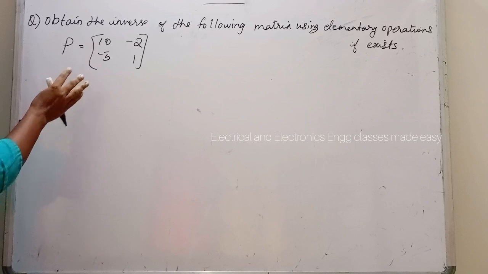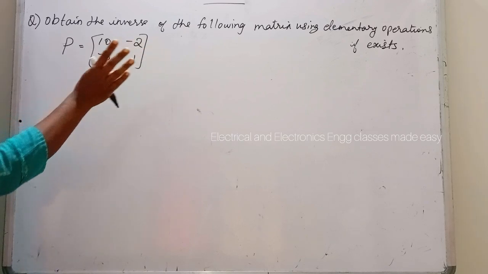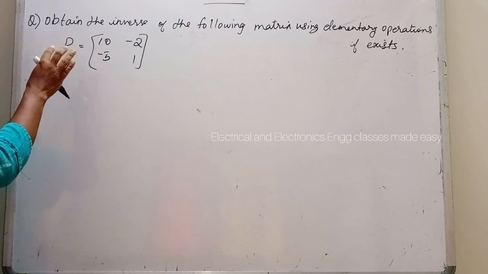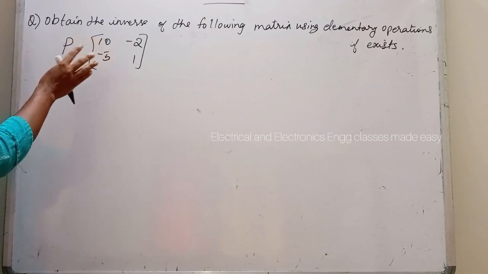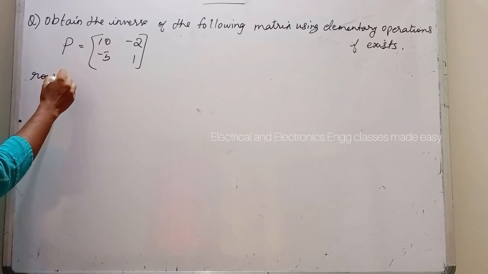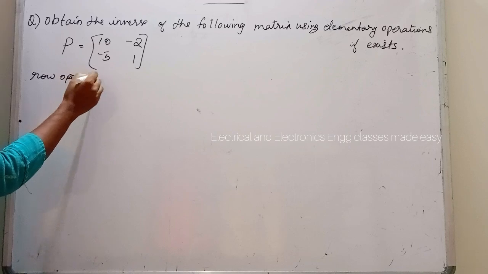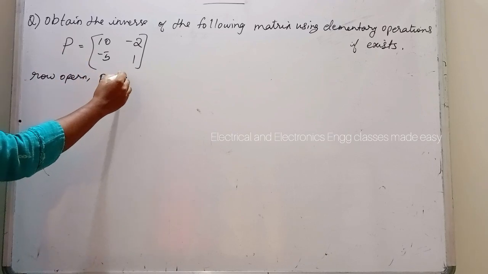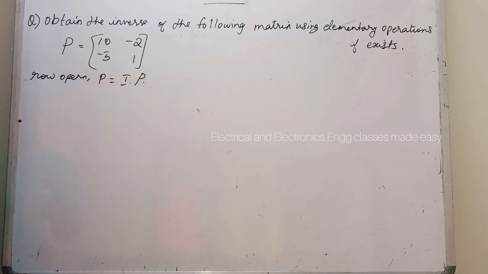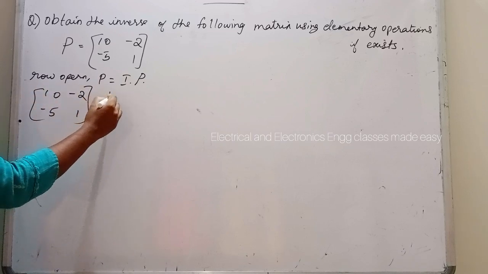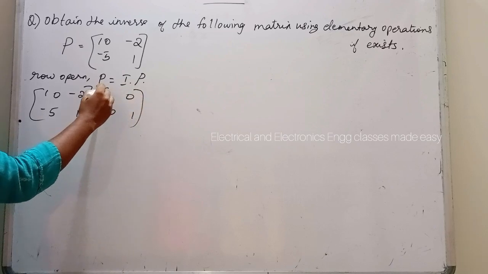Let us do another problem. Obtain the inverse of the following matrix using elementary operations, if it exists. So if there is an inverse, we have to find it. So first of all, we have to use the row operations, so elementary row operations. So we have to write here, it is P. So P is equal to I into P. So put the values here, that is 10, minus 2, minus 5, 1 equal to 1, 0, 0, 1 into P.